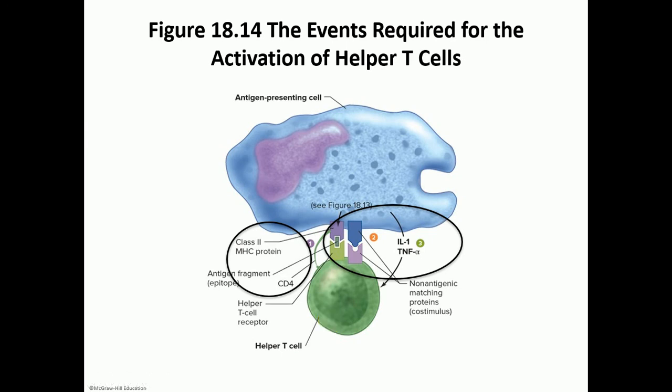Remember, once the helper T cell identified an antigen and becomes active, now this helper T cell can release chemicals to activate B lymphocytes and cytotoxic T cells.